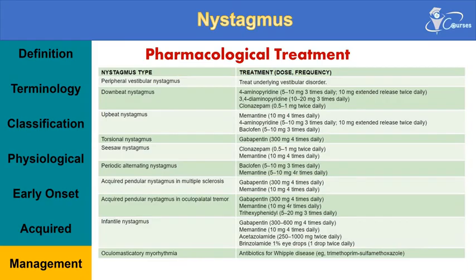So there will be some pharmacological treatment. Mostly they are anticonvulsant medications such as gabapentin, baclofen, clonazepam. These can be used to control this nystagmoid movement depending on the original cause.